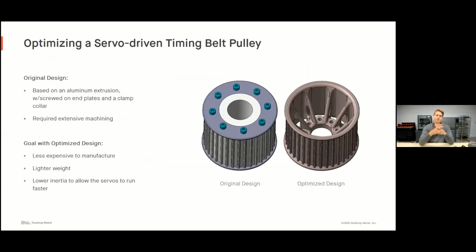Another part, this is a timing belt pulley. This part actually attaches to a servo motor. It's used in a manufacturing environment. You can see the original design on the left here. That part was made out of some aluminum extrusion, as well as two clamp collars placed on the end of it. You had a bunch of bolts as well as some other parts. And the goal here was really to make this part less expensive to manufacture. They wanted to lighten the weight, and they also wanted to lower the inertia to allow the servos to run faster.